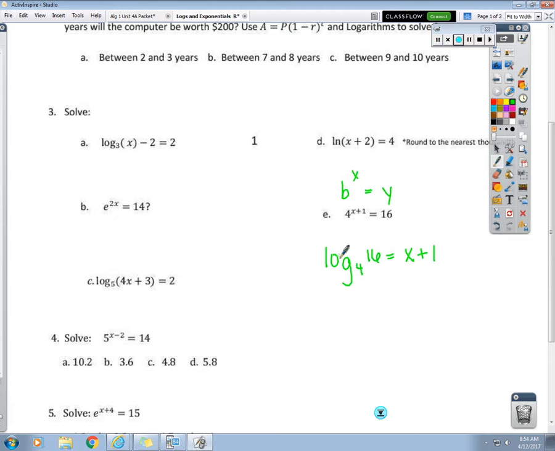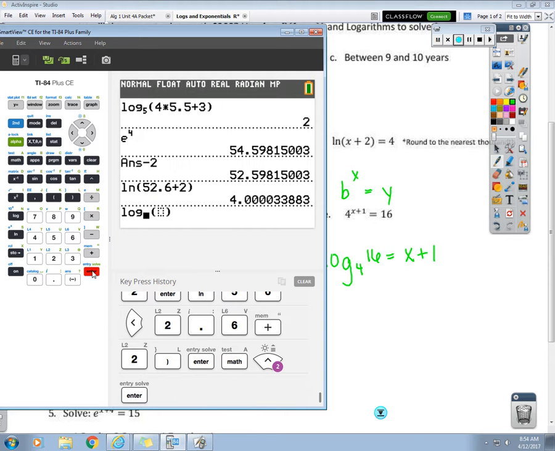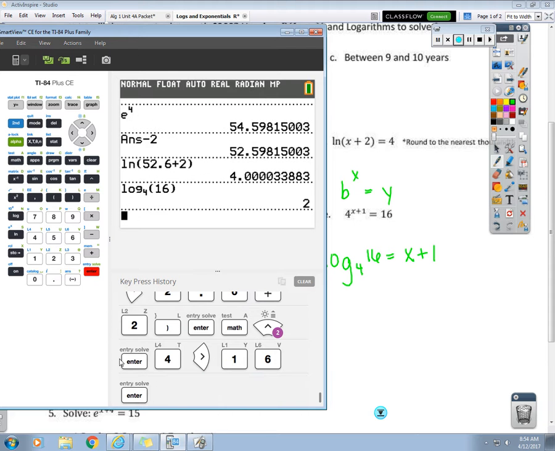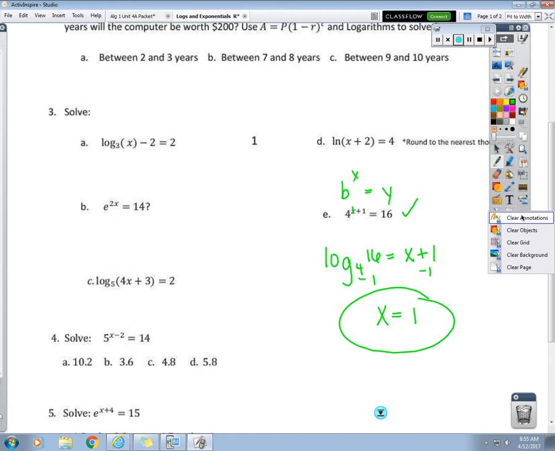Right, go ahead and evaluate this side and get a number on your calculator for it. So log base 4 of 16. And then what will we do to that number? Subtract the 1 from it, so the final answer is 1. And then think about it, you don't even have to have a calculator to check this one. If you plug in a 1 right here, doesn't that become 1 plus 1 is 2, and 4 squared we know is 16? So do you see how important it is to always check your answers on this test? Okay, can I erase?